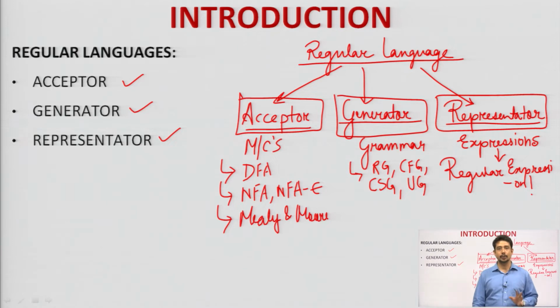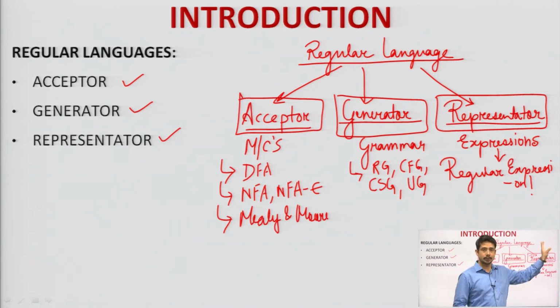Okay. So, I hope you have understood a little bit of the idea about this regular language hierarchy, which is divided into acceptor, generator and representator, which have individual roles. Clear? Let us go back in a proper way.